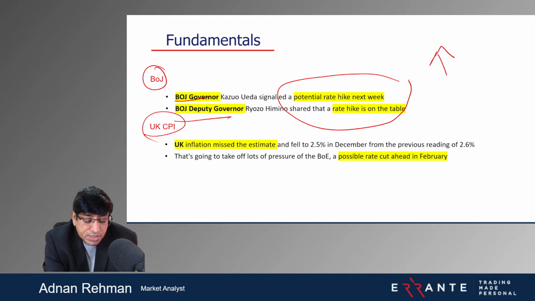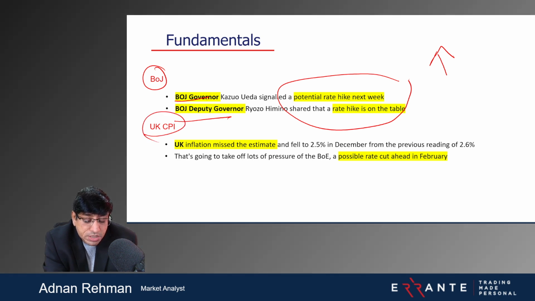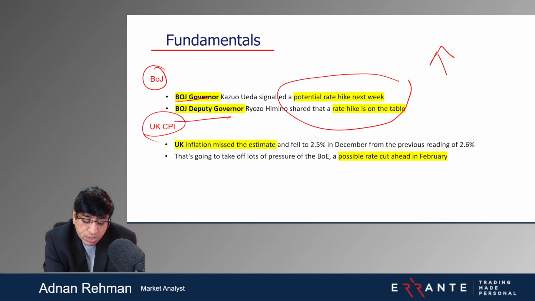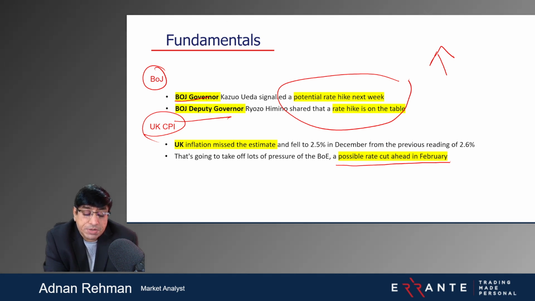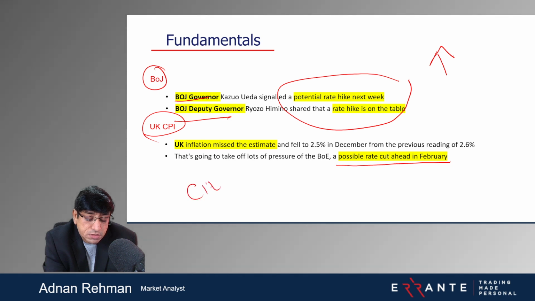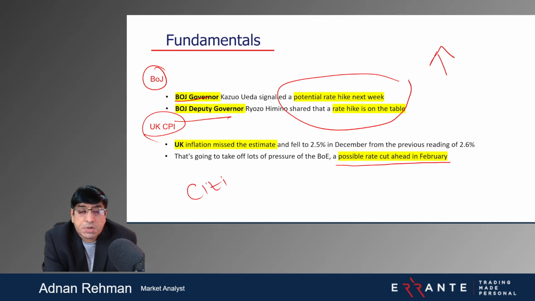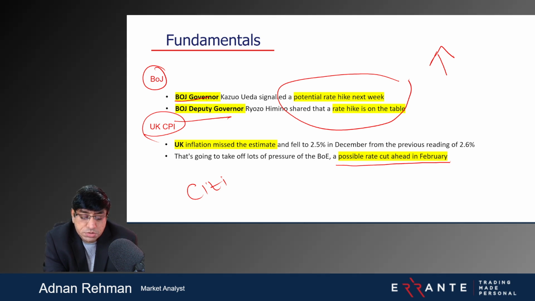Now, yesterday we had the UK CPI as well. It was again a miss, below the previous reading. A rate cut is possible in February. And keep in mind that Citibank has already projected multiple rate cuts for 2025.